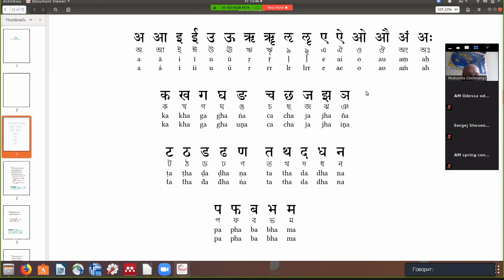Yeah. And these are modifiers, the ang and aha. The first one is a nasalizer, and the second one adds some kind of an H to the letter.